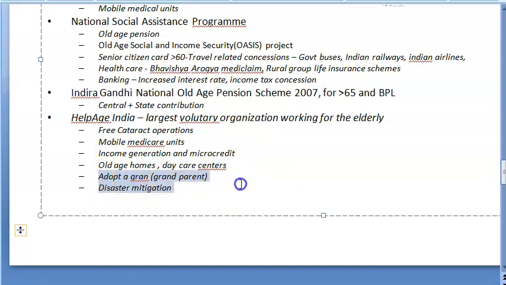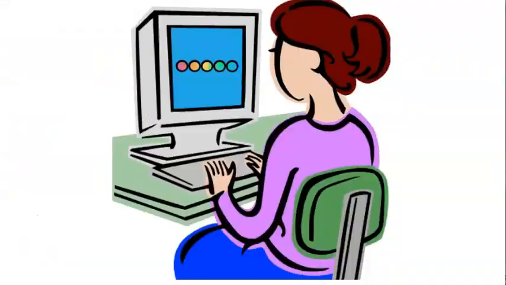This adopt a gran, I really wonder how it works. Is it a legal way of adopting somebody? That's nice, right? Okay. And I hope this adoption is actually one where the person takes care of them, and it's not just something where you pay and make them be taken care of. What do you think, guys?